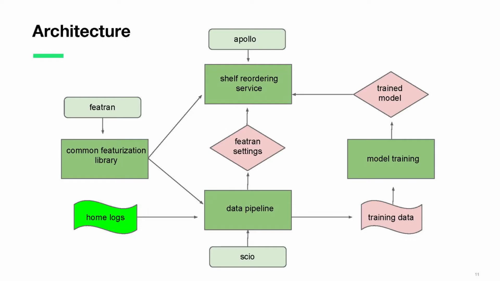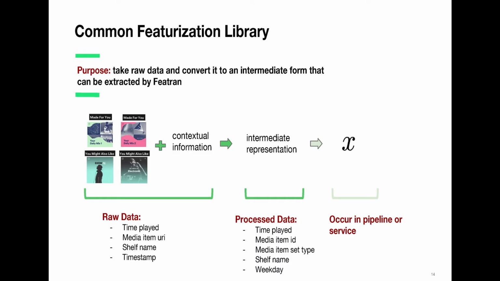And that leads to the next section entitled Building Stuff. So this is the end architecture that we created, but let's first concentrate on just these three components. The first being the common featurization library, which held our Featran aspect of it, as well as common pre-processing steps. And that's going to feed into both a data pipeline and a shelf reordering service. So let's first concentrate on the common featurization library.